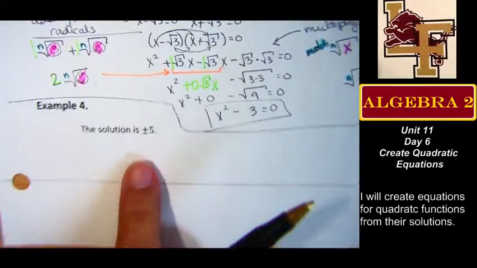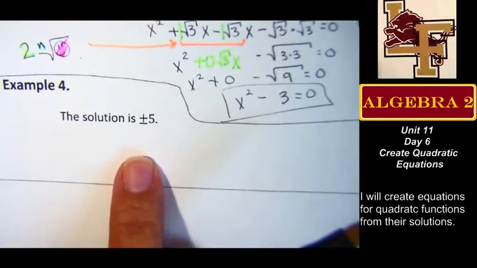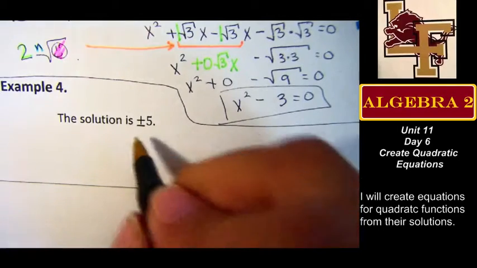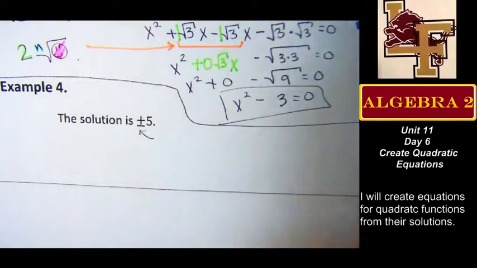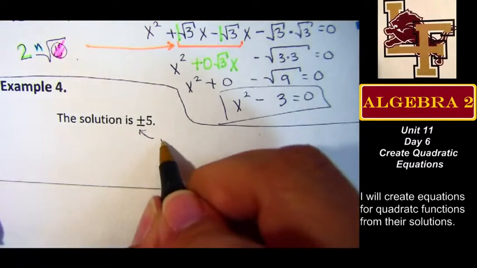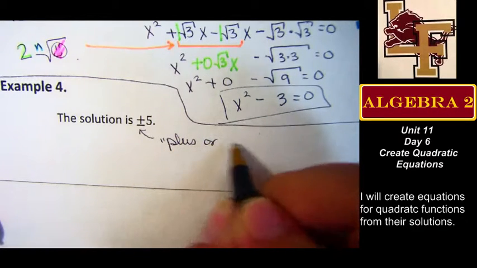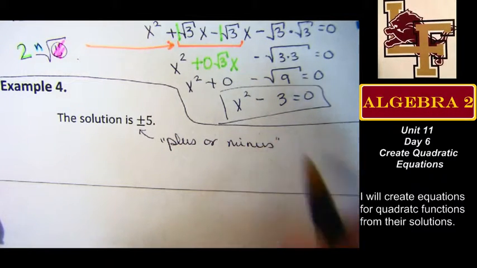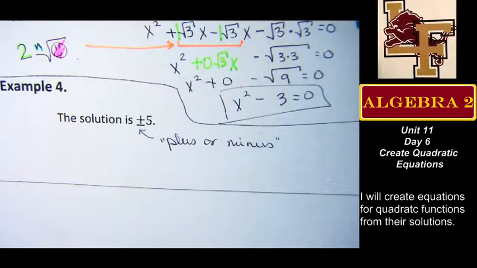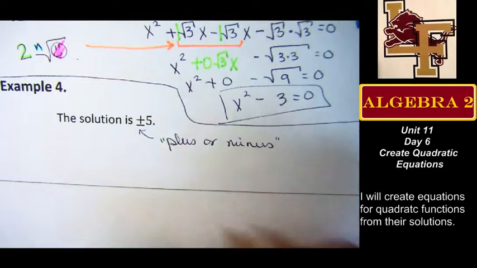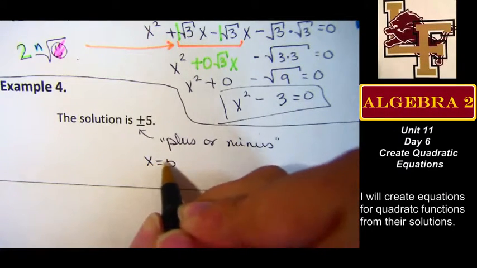It says the solution is that. What is that? That's a great question. It's a plus or minus sign. So this basically means plus or minus. It means that in those 2 symbols, you have 2 numbers. So it's an easier way of writing plus 5, minus 5.